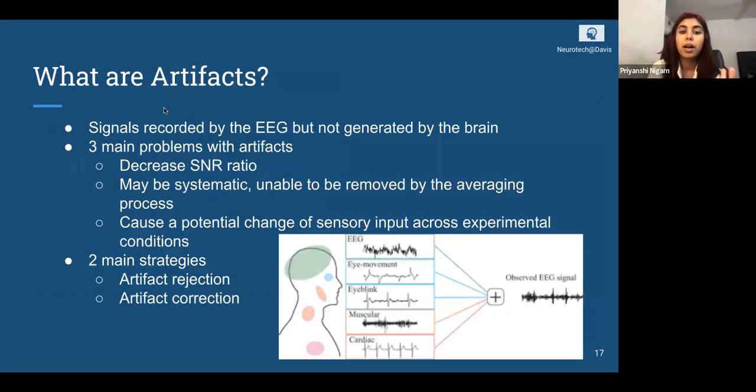Next, let's talk about what artifacts are. These are signals recorded by the EEG but not generated by the brain, and we're trying to reduce these. There are three main problems with artifacts: they decrease the SNR, they might be systematic but unable to be removed by the averaging process, and they cause a potential change of sensory input across experimental conditions. Examples of artifacts may be eye movement, eye blink, muscular, neck or jaw, or cardiac. There are two main strategies for this: artifact rejection and artifact correction.